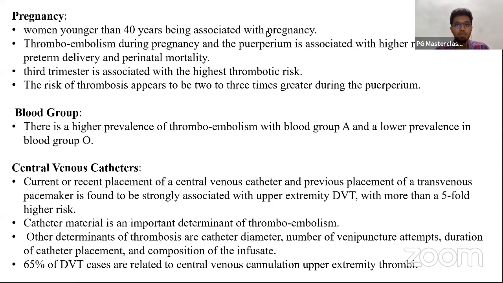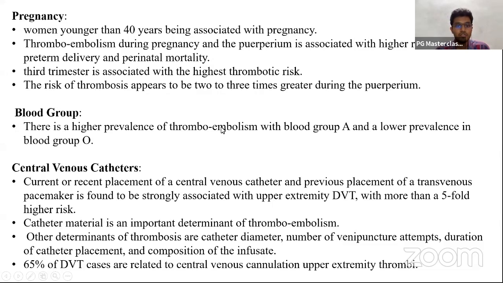Thromboembolism during pregnancy and the puerperium is associated with higher rates of preterm delivery and perinatal mortality. Third trimester is associated with the highest thrombotic risk, and the risk of thrombosis appears to be 2 to 3 times greater during the puerperium, which includes puerperal sepsis. During the delivery itself, delivery of the head can cause compression over the iliac veins, which can lead to formation of deep venous thrombosis in the future period.